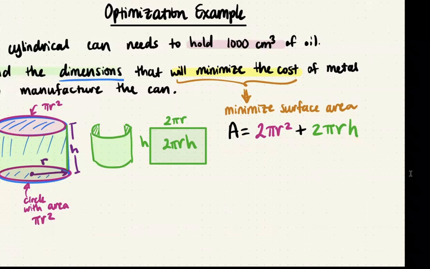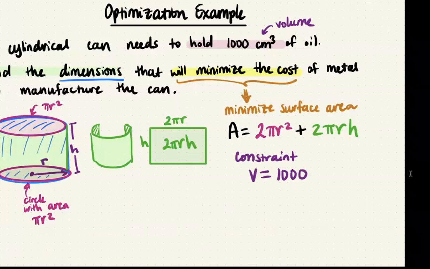Okay. Now, how do we do that? We need to go back and read the problem again, because there's going to be more information in the problem that will help us do that. In particular, we're told that the can needs to hold 1,000 cubic centimeters of oil. This is called a constraint. So we're just saying, it's not just any can. This can has to have a certain volume. Okay, so this is a volume. We have a constraint on the volume of the can. The constraint tells me that the volume needs to be equal to 1,000 cubic centimeters.